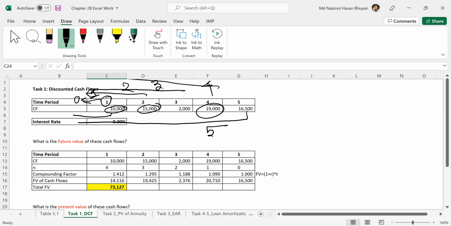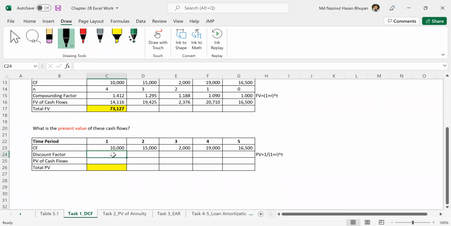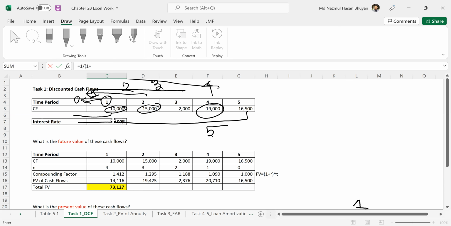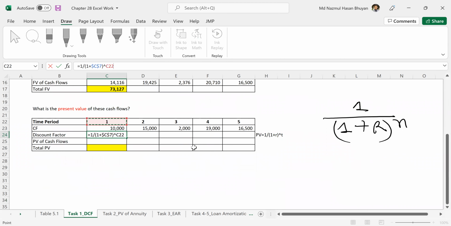All right. So first, let me just show you the formula for the discount factor. It is 1 over 1 plus your interest rate to the power time period. So, equals 1 over 1 plus your discount rate, periodic discount rate, remember, to the power time period.